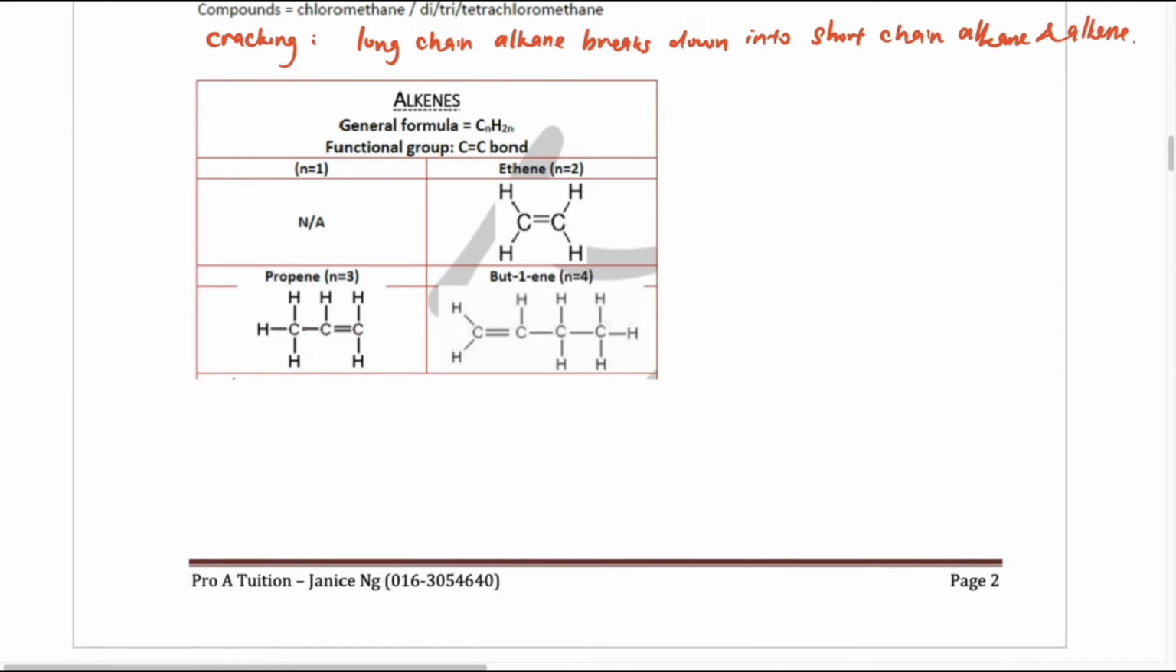Because of the double bond, you can see the carbon takes 4 bonds in this way. 1, 2, here count 2 already. 1, 2, 3, 4. So they take 4 bonds in that way. Okay, so in but-1-ene, the 1 represents the position of the double bond. So you call this 1, 2, 3, 4. So 1-ene means double bond in the first carbon.